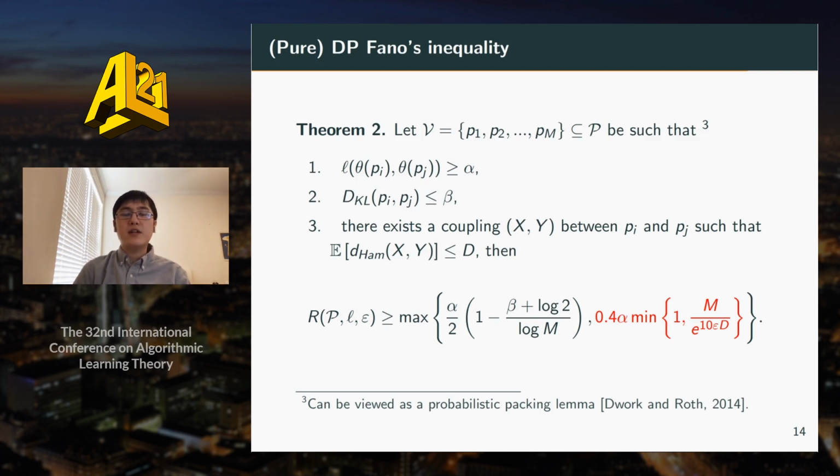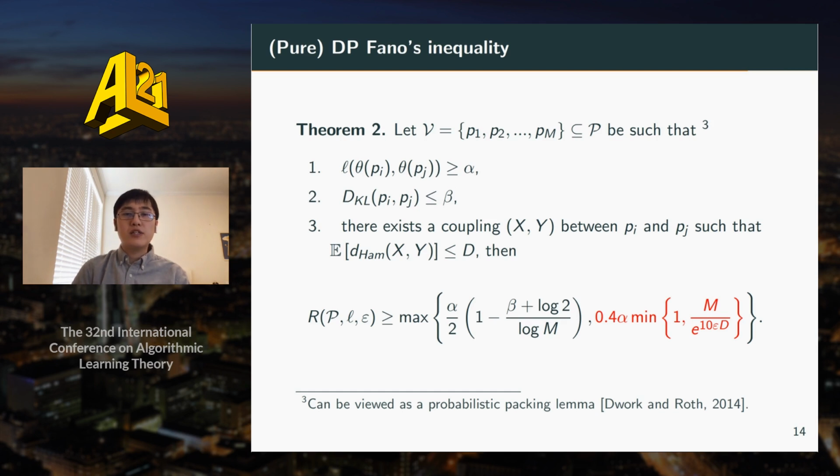So, the DP Le Cam method is a powerful tool. However, it can only be applied to binary testing problems. Therefore, a natural question is whether we can develop some tools which work for multi-way classification and even estimation problems. Thus, we developed the DP Fano inequality. Let V be a subset of the distribution space, P1, P2, up to Pm, and we further require that for one pair of distributions like Pi and Pj, their parameters are well separated, and we further assume the KL divergence between Pi and Pj is small. Then, by the non-private Fano inequality, it can be shown that the estimation error can be lower bounded by the first term, which is alpha over 2 multiplied by 1 minus beta plus log 2, divided by log m.